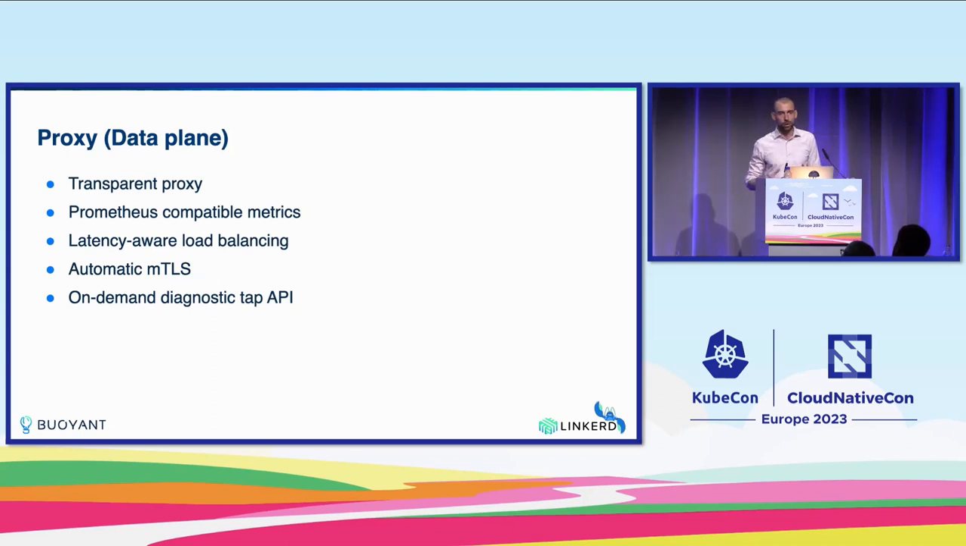And then you have the proxy or the data plane, which with the sidecar model is injected in each one of your meshed workloads. In most cases, this proxy is a transparent one that provides things like metrics exports, so you can scrape these proxies and get the metrics into your observability pipeline. There is latency-aware load balancing happening at the proxy level. The proxies are where automatic mTLS is implemented, along with TLS termination. And in Linkerd, for example, you have other nice things like an on-demand diagnostic API that allows you to tap and observe the requests that are flowing through a particular proxy.